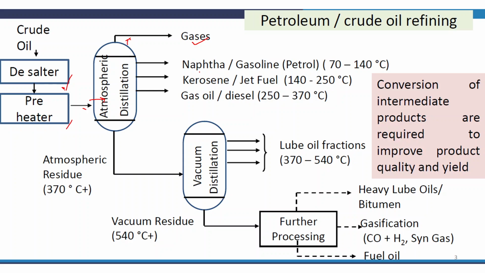Then different cuts of products are removed here: the naphtha, kerosene, and gas oil, depending on their boiling point, are released, and the heavy residue is taken to the vacuum distillation unit, where again distillation takes place and different lube oil fractions, depending on their boiling point, are released. And further, the heavier part is taken for further processing, which mainly gives the lube oils, bitumens, syngas, and fuel oil.